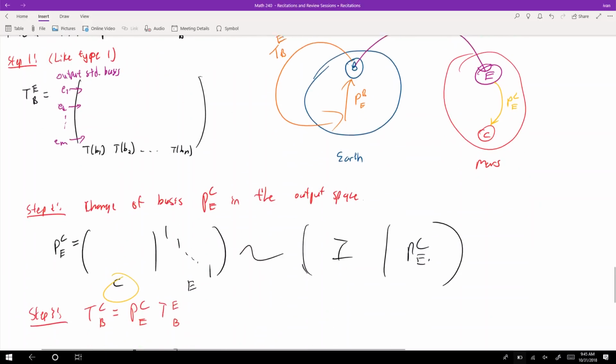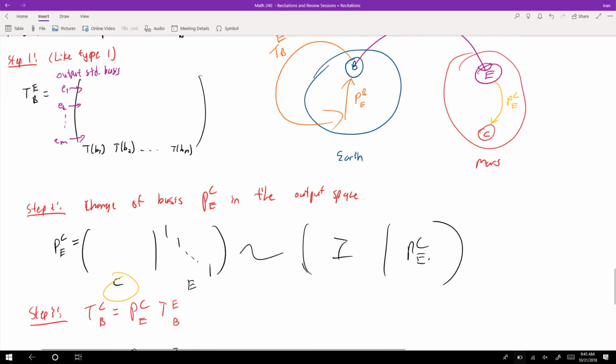Okay. Good. Here, let's talk about eigenvalues, eigenvectors.